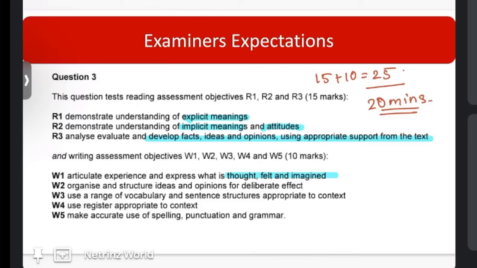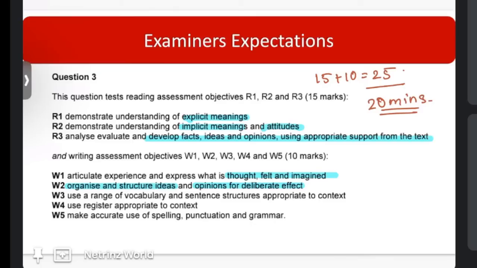Second, organize and structure. So there is a specific format. We organize the ideas and opinions for deliberate effect. Now this depends upon the tone that you are expected to write in. For example, if you are writing an article for students, your tone should be a little bit casual. You should use Gen Z vocab, and most importantly you should use your own words. Please do not invent anything new. Use things from the text itself in your own words.